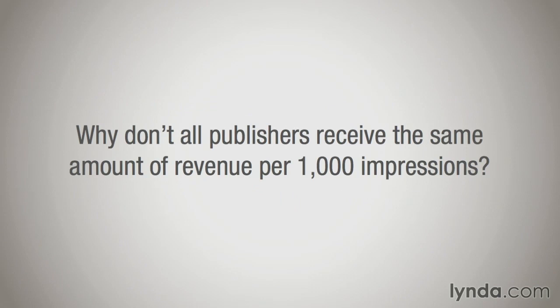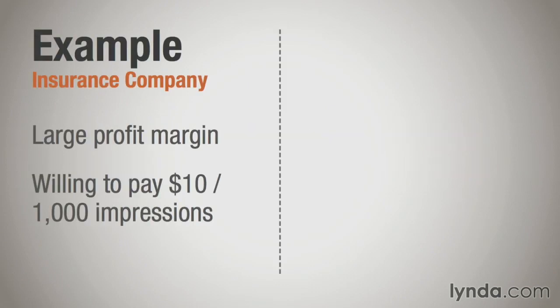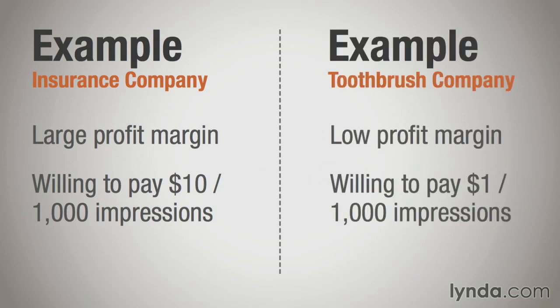The answer is because different advertisers are willing to pay different amounts depending on the topic and quality of the content on a website. For example, one ad network might include two different advertisers. One advertiser may be an insurance company looking to promote an insurance policy via an advertisement on a website, and the other advertiser might be a toothbrush company looking to promote a toothbrush. These two advertisers probably have very different business models, profit margins, and, in turn, advertising budgets and strategies.